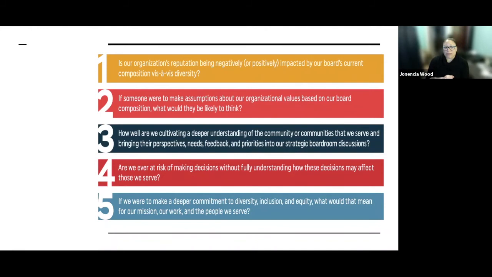And so thinking about what the impact would be from making a deeper commitment to diversity, equity, and inclusion, how does that impact your mission? Is it aligned with your values? Is it aligned with the institutional value? And does it actually serve the community that you're trying to reach?